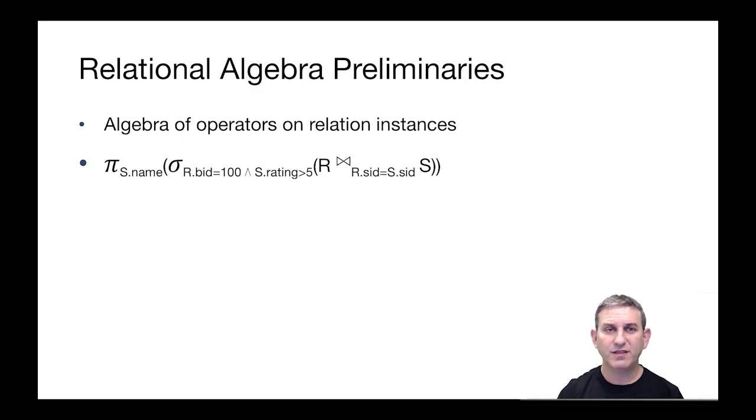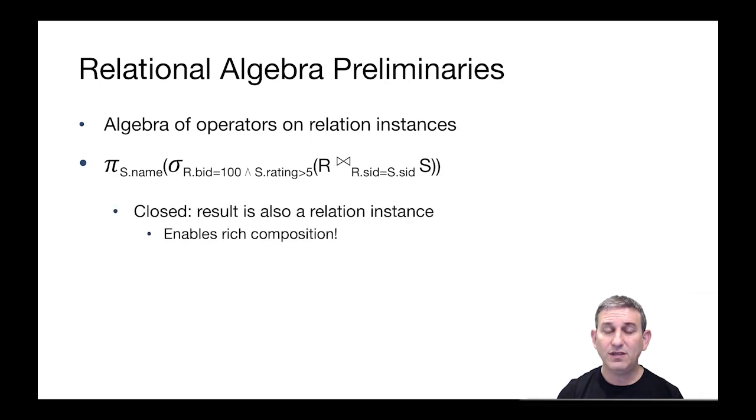Let's look at some of the preliminaries of the algebra. It is an algebra of operators that operate on relation instances, which is to say tables full of tuples, so specific tables. And you can cascade these operators in nested expressions like the ones here. And you'll see at the innermost level of these expressions, we've got letters like R and S that represent these relation instances. Important to note that the operators of the algebra are closed, so the result of any relational algebra expression is a relation instance.